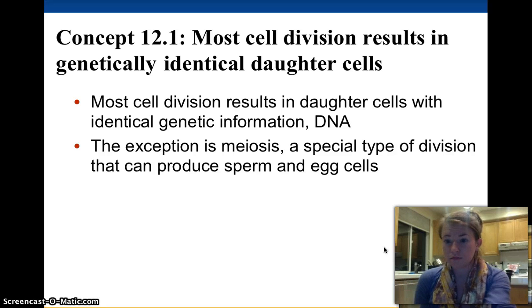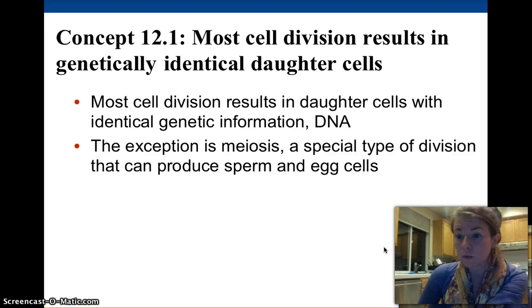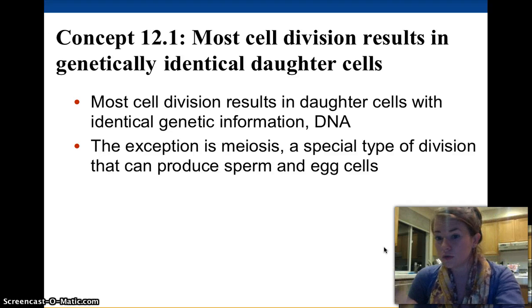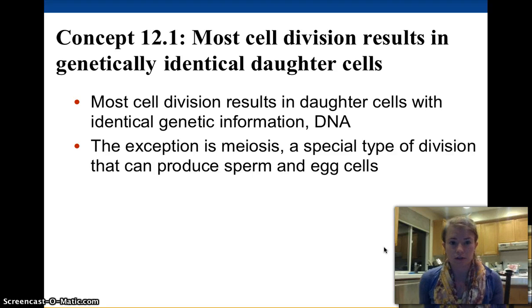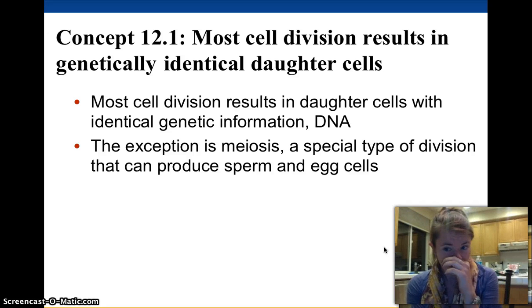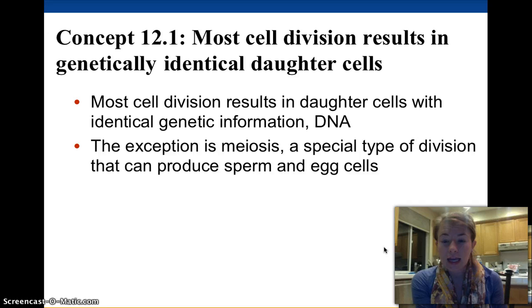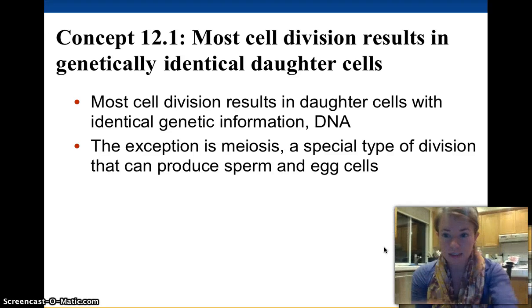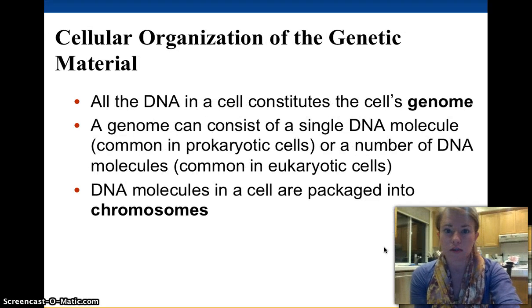Most cell division results in genetically identical daughter cells. So that's really important. Mitosis gives you two genetically identical, they are exactly the same genetically, daughter cells. We call them daughter cells after we divide, and they are identical, and there's two of them. The only exception to this is meiosis, which makes gametes, such as sperm or egg cells, and you get 4 daughter cells, and they are non-identical in meiosis. But mitosis gives us 2 identical daughter cells.